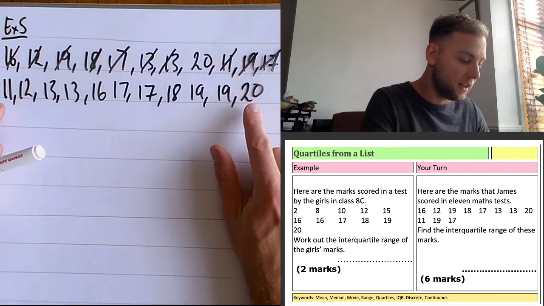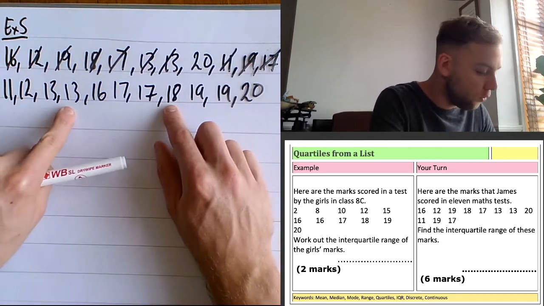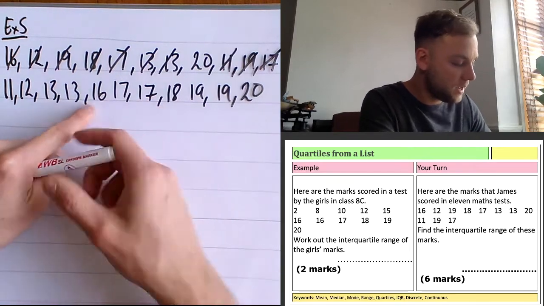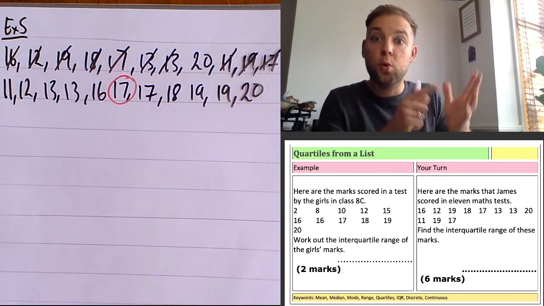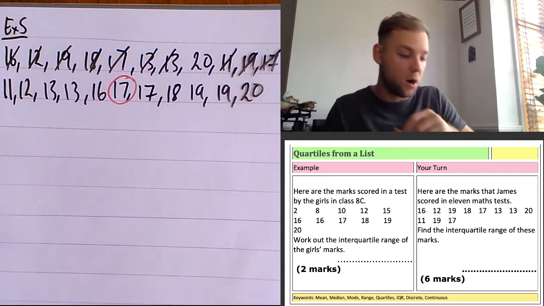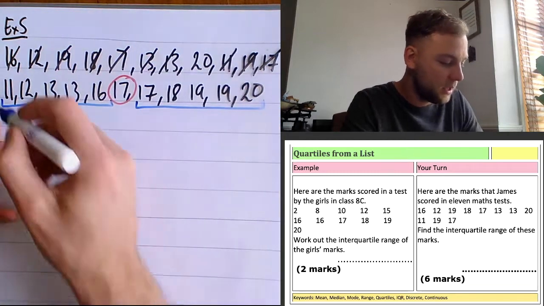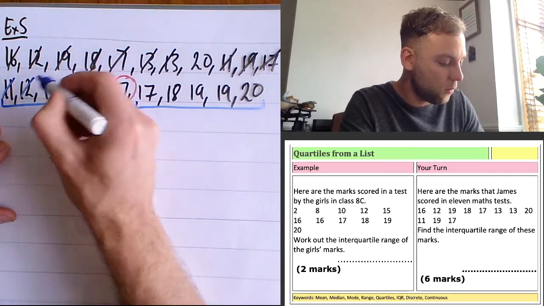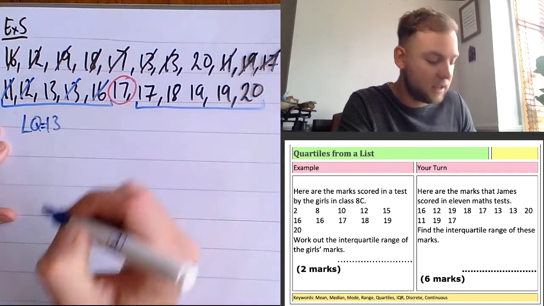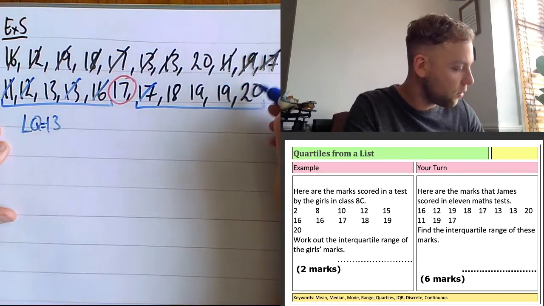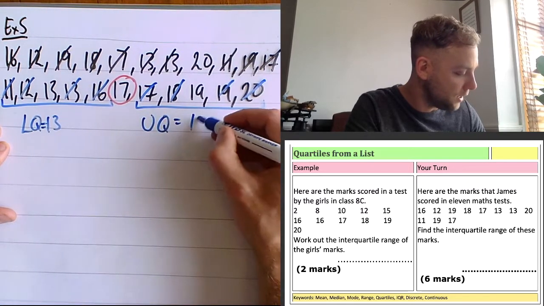So go from the outside in. 1, 2, 3, 4, 5. So this is our median here, 17. And then we're finding the median of the lower half, which is this part here, and the median of this part here. So it's going to be 1 and 1, 1 and 1. So that's going to be my lower quartile, which is equal to 13. Super. And then 1 and 1, 1 and 1. My upper quartile is equal to 19.